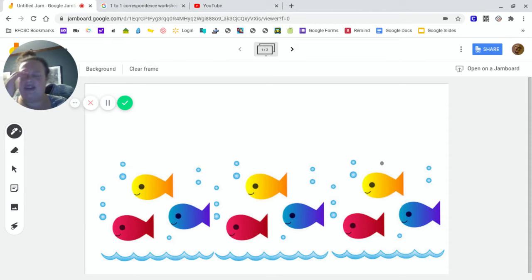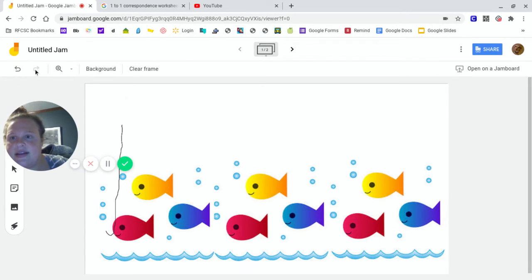First, let's count how many fish. Let's see how many we have. 1, 2, 3, 4, 5, 6, 7, 8, 9. We have 9 fish. All right. Now let's draw a fishing hook to each fish. Oops, you know what? That's a little sloppy. We're going to fix that.